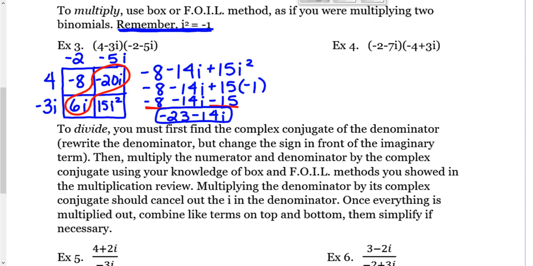I'm going to do FOIL here. First, so I multiply the first two numbers. Negative 2 times negative 4 is positive 8. Outer, so I multiply the two outer numbers. Negative 2 times 3i is negative 6i. Inner, the two inside numbers, negative 7i times negative 4 is positive 28i. Then last, the two last numbers, negative 7i times 3i, that's negative 21i squared.